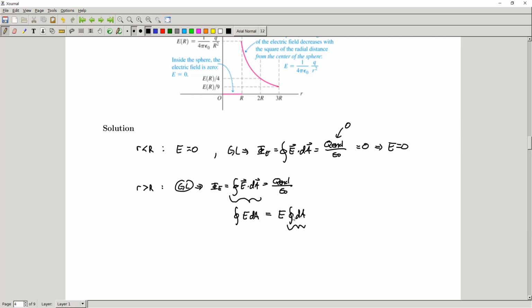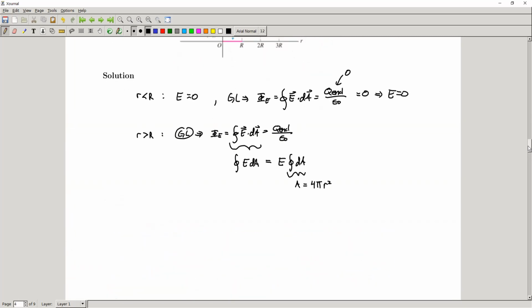And this integral over the closed surface of our sphere is just going to end up giving us the area of our Gaussian surface. Well, the area of our Gaussian surface is just going to be the surface area of the sphere. That's just going to be 4 pi r squared, right? And we should definitely remember this, this is the surface area of a sphere. And so collecting these results, what do we end up with?